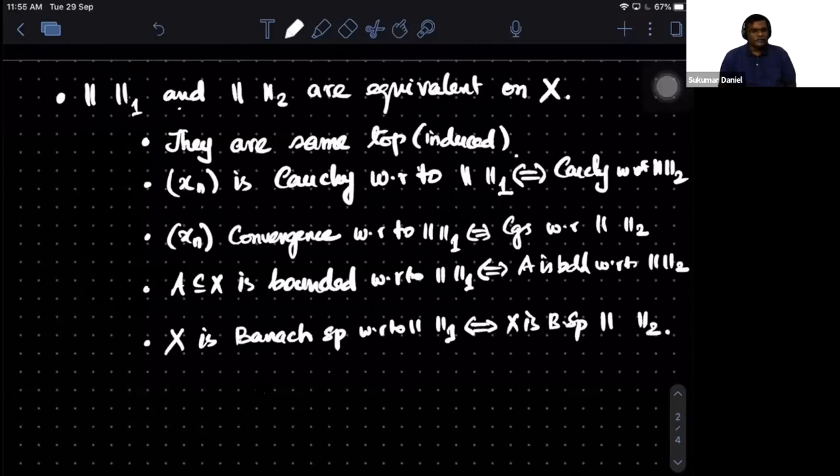Okay. So equivalent norms I can put in the following way. Equivalent norms preserve all the following. It preserves Cauchyness, convergence, boundedness, completeness, in fact the topology itself. That's what it says. Okay.